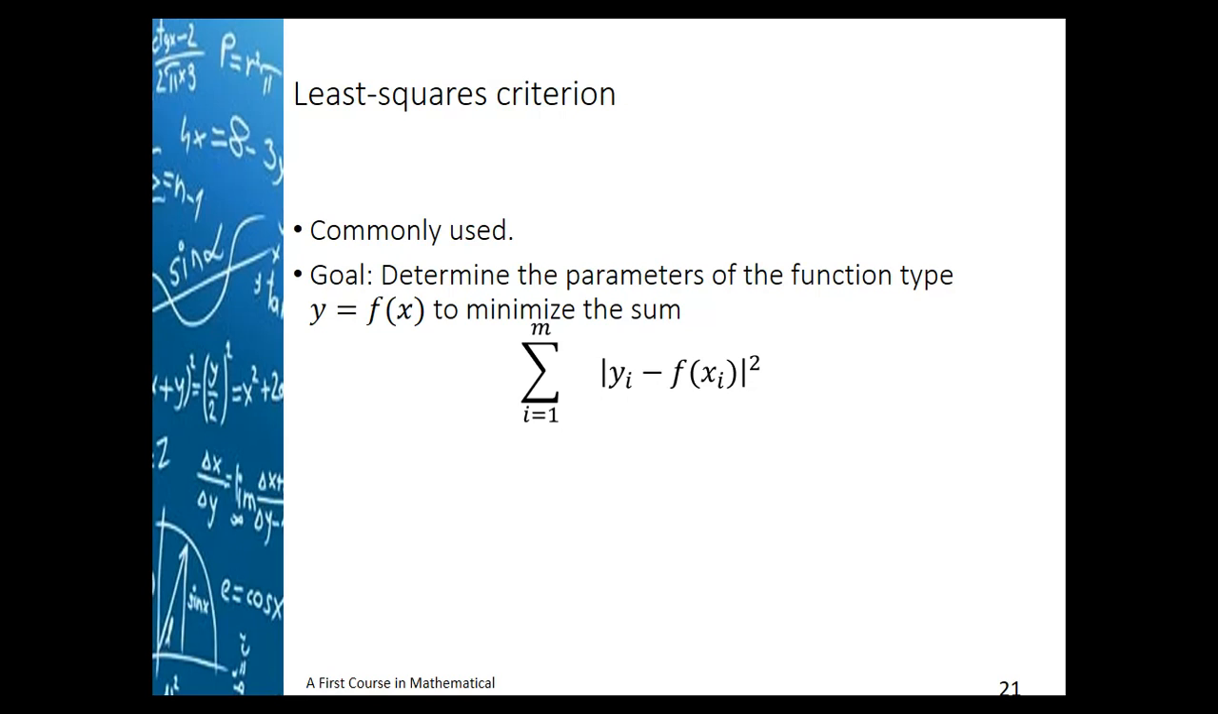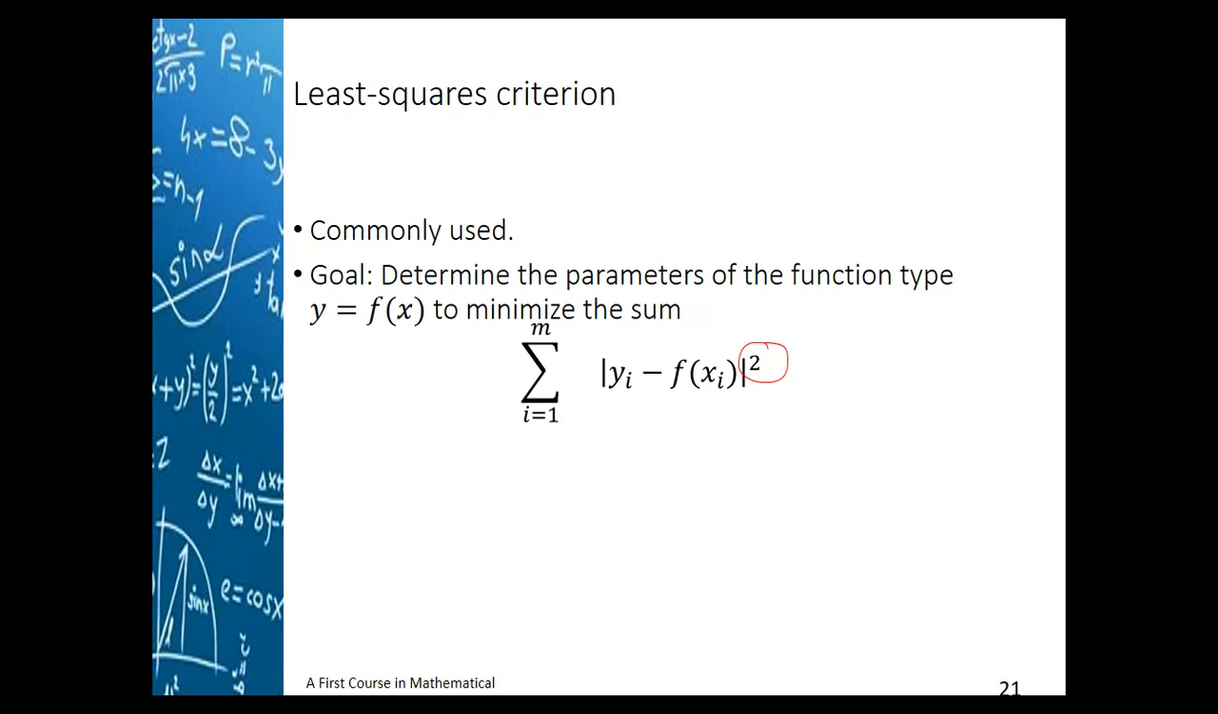The third criterion. Still with me? Now we are talking about this criterion. This one is the most common. Why is that so? Let me tell you. We call this the least square criterion. Our goal is still the same: we need to find the parameters of the function to minimize the sum of the absolute value. But now we are talking about square, that's why we call it the least square criterion. We are talking about the absolute value of a square.